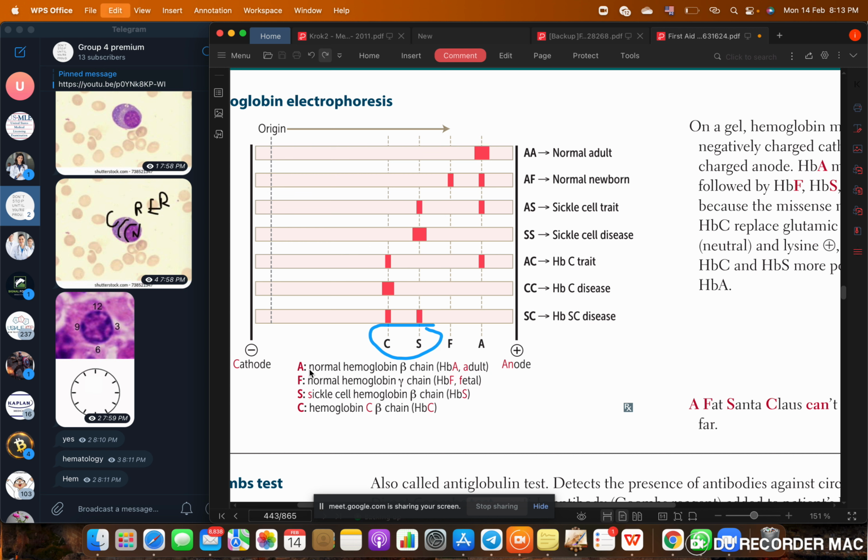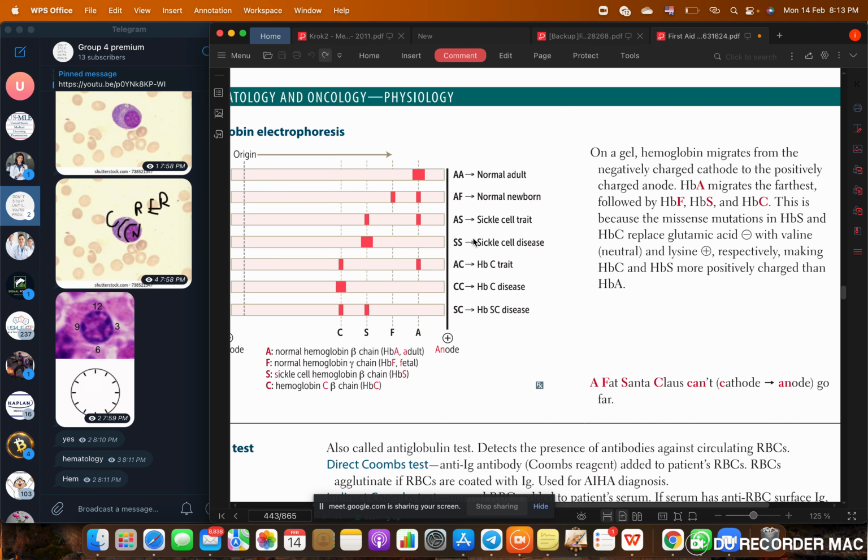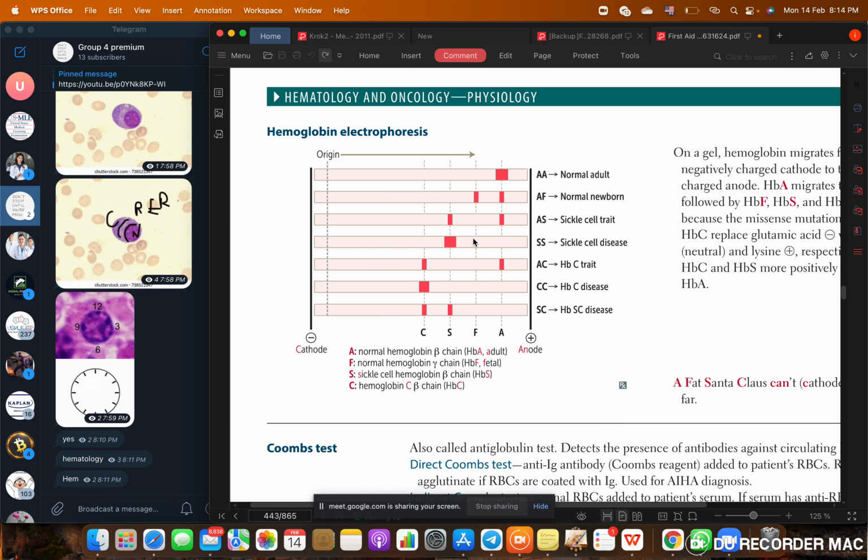So you can see here, if the patient has 2 alleles of hemoglobin A, all of it will be near the hemoglobin A. Hemoglobin A and F, so the A will be here, the F will be here. The sickle cell trait, one of them will be A, one of them will be S. Sickle cell disease, both of them will be SS. Hemoglobin C trait, which, as we said, is a missense mutation in which you are changing the glutamic acid to lysine.